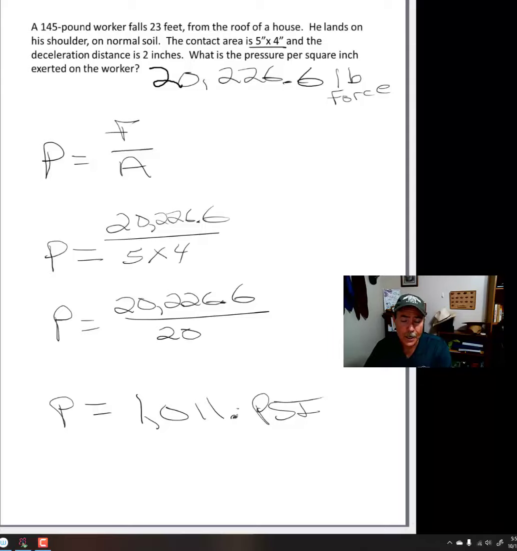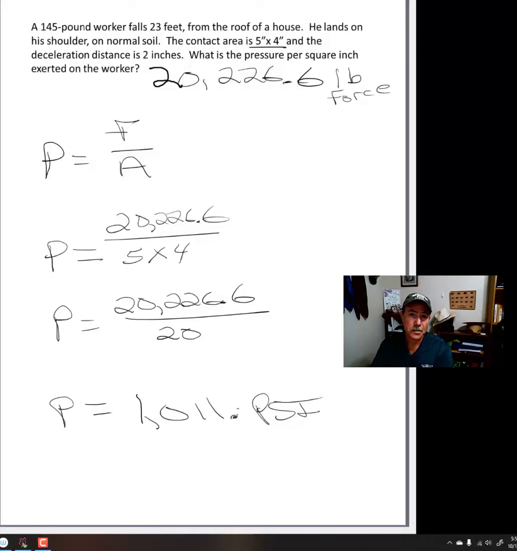Again, let me just reiterate, if the fall was shorter, the pressure would be less. If the worker was heavier, the pressure would be more. If the deceleration distance was greater, the pressure would be less. If the contact area was larger, the pressure would be less. All of these different variables go together to determine the forces, the pressures exerted on a worker when they fall.